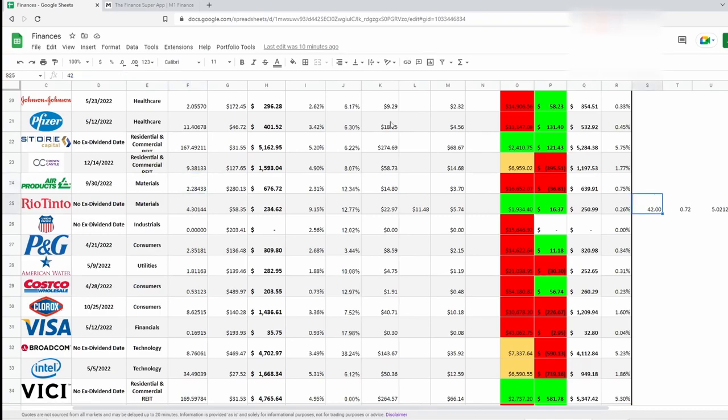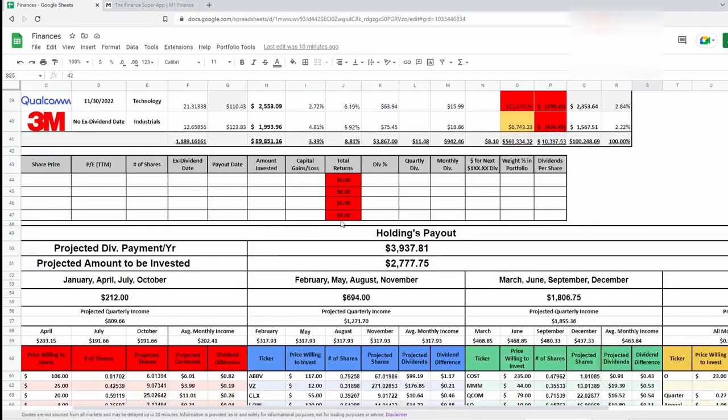So I put here $42, and that would net me 0.72 shares, which would bring this up to 5.0212 shares. So $42. Oh, actually, I just realized I do not have enough if I actually do Rio Tinto, because this number right here isn't taking Rio Tinto into account. Oh, actually, no, never mind, I did.